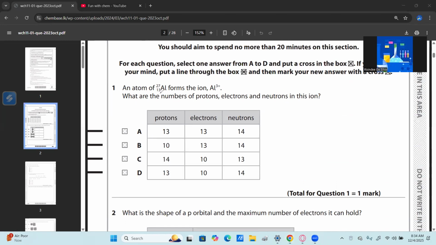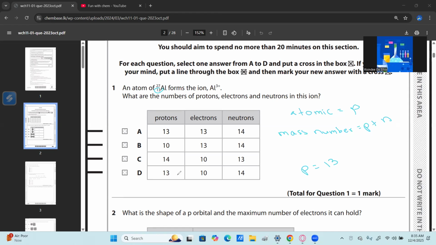An atom of aluminium-27 (27, 13) forms the ion Al3+. What are the numbers of protons, electrons and neutrons in this ion? So children, the theory you should know to answer this question is: atomic number is equal to the number of protons, and the mass number is equal to the sum of protons and neutrons. We know the atomic number is given by the smallest number, so the number of protons will be 13.